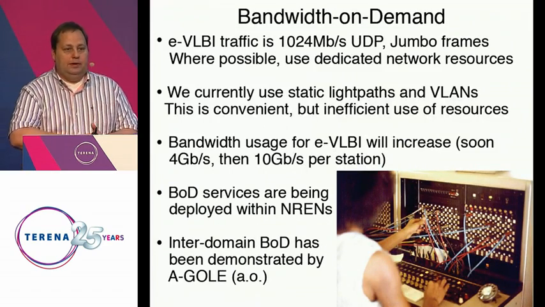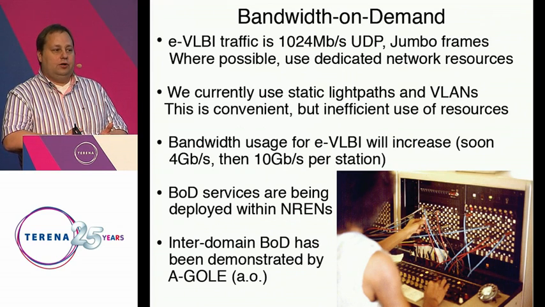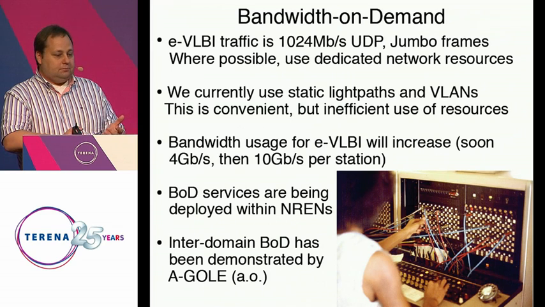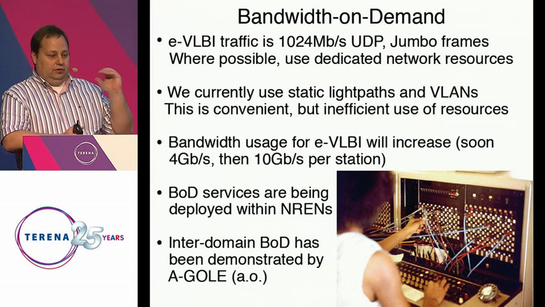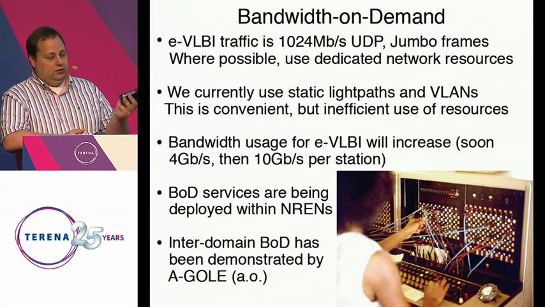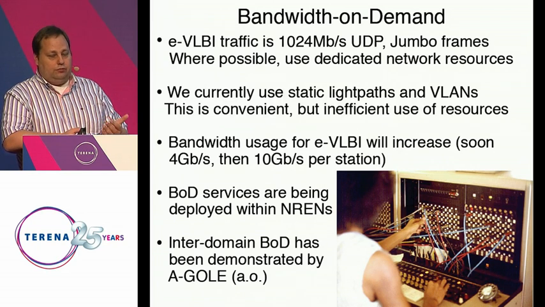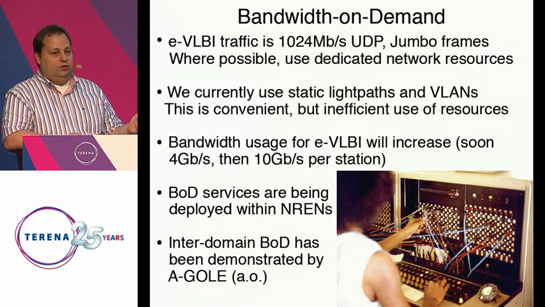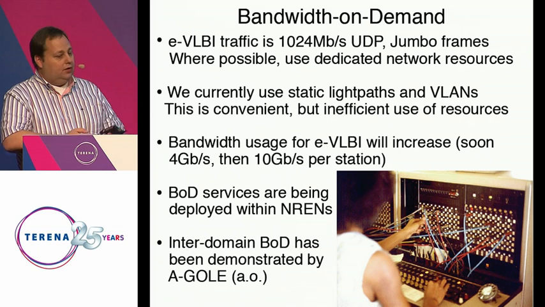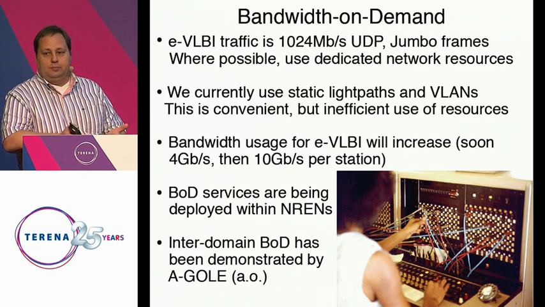So a little bit more on bandwidth on demand. eVLBI is a little bit of an odd service on the network. It's not TCP based, it's UDP based. It either runs at 0 bits per second when it's off, or it runs at the full rate, whichever rate we set. The highest rate at the moment we can do is 1024 megabits per second. And it's important for us to use jumbo frames as well, because otherwise the receiving systems actually will not be able to keep up. So where possible, we use dedicated network resources, such as light paths and VLANs.